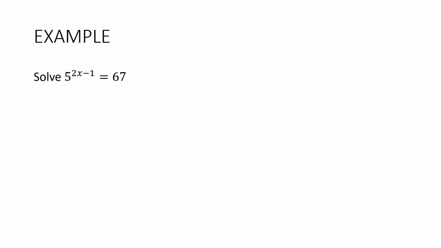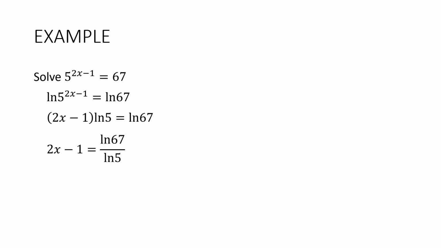Okay, so rather than guessing and checking, we're going to take logs of both sides. Let's do log base e this time. So it's just ln. So ln of 5 to the power of 2x minus 1 is equal to ln 67. Now this whole index here, 2x minus 1, can come out the front. Be careful to put that in brackets because there's more than one term. Okay, divide both sides by ln 5.